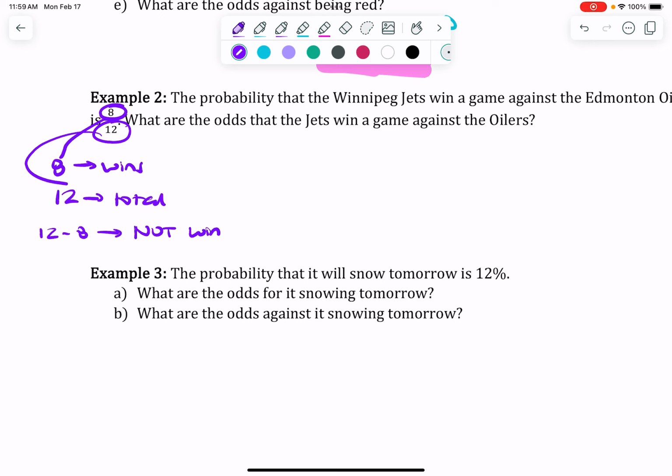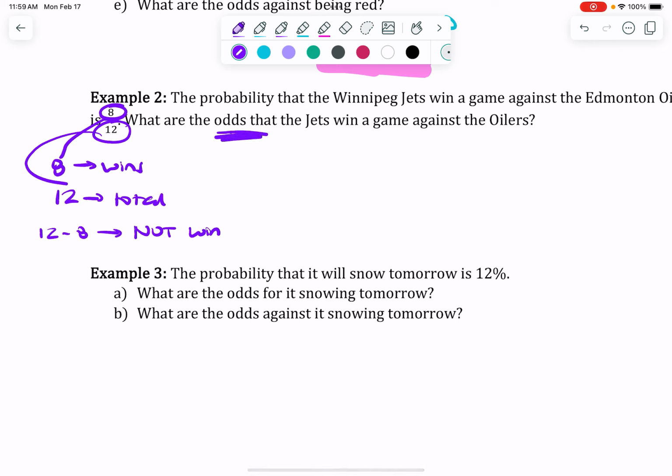And you might say, well, what do you mean not win? Why can't you just say lose? Well, there are different ways they can not win. They can tie, they can lose. So that difference represents the not favorable outcomes.